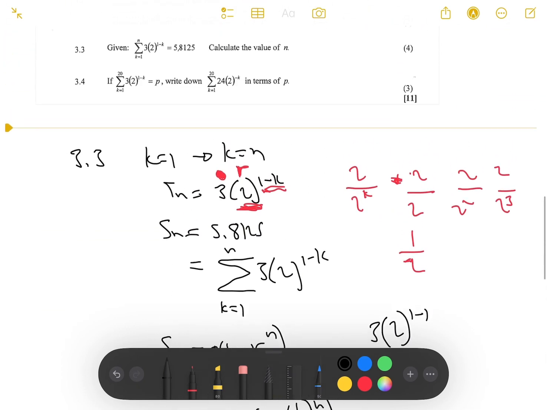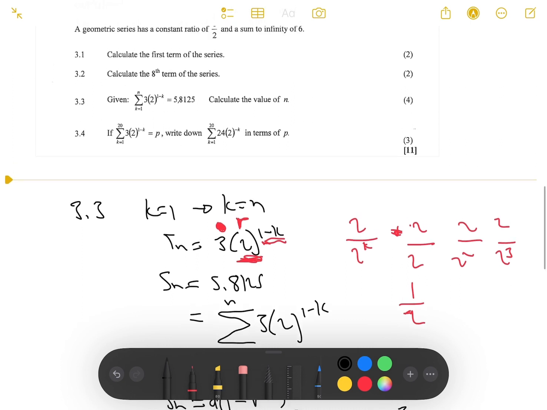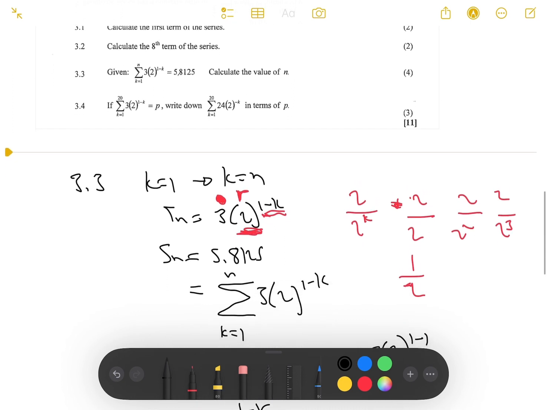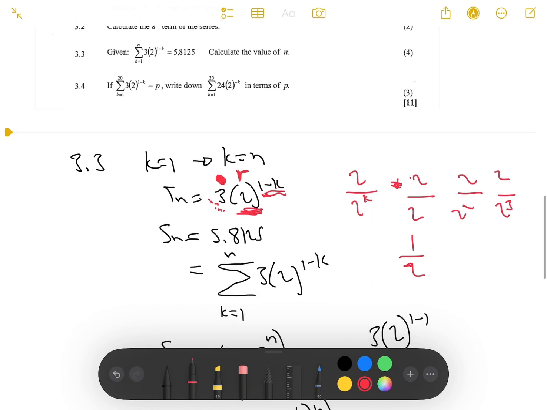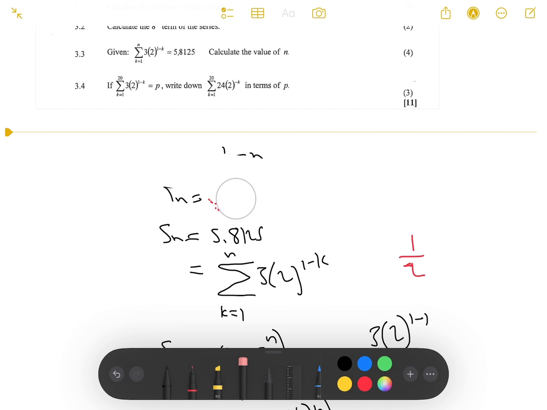Okay, I hope that made a lot of sense. And you see in the next example why I was saying 3 is not necessarily A. If you were to substitute the first value of K, you will see that, for example, 3 is not necessarily A, like in that one where we have 24 times 2 to the exponent negative K. It is not the case in that one. Okay, but let's dive into it.